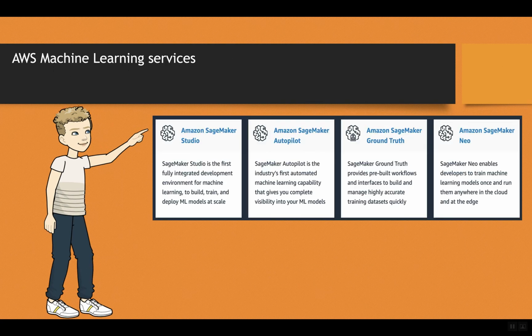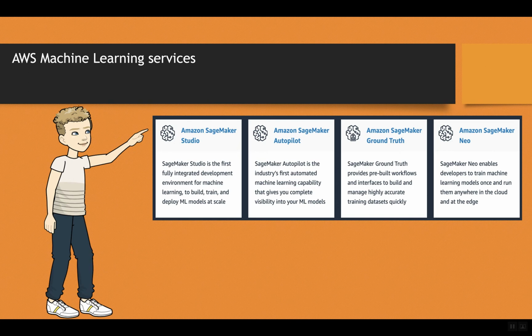For Amazon machine learning services, you have Amazon SageMaker Studio, Amazon SageMaker Autopilot, Amazon SageMaker Ground Truth, and Amazon SageMaker Neo. SageMaker Studio is the first fully integrated development environment for machine learning to build, train, and deploy ML models at scale. Autopilot is the industry-first automated machine learning capability that gives you complete visibility into your ML models. Ground Truth provides pre-built workflow interfaces to build and manage highly accurate training datasets quickly. Neo enables developers to train machine learning models once and run them anywhere in the cloud at any stage.